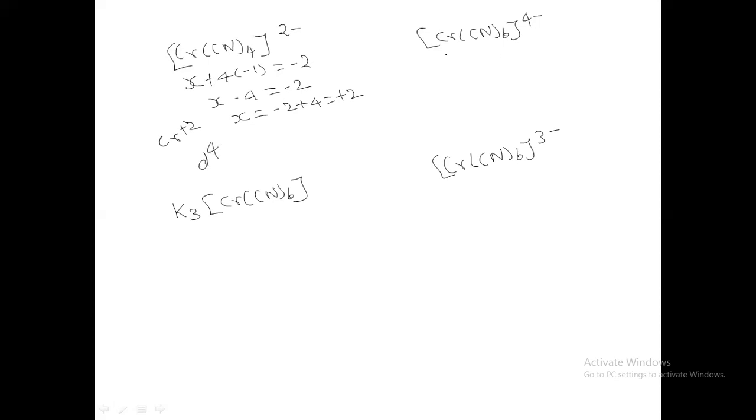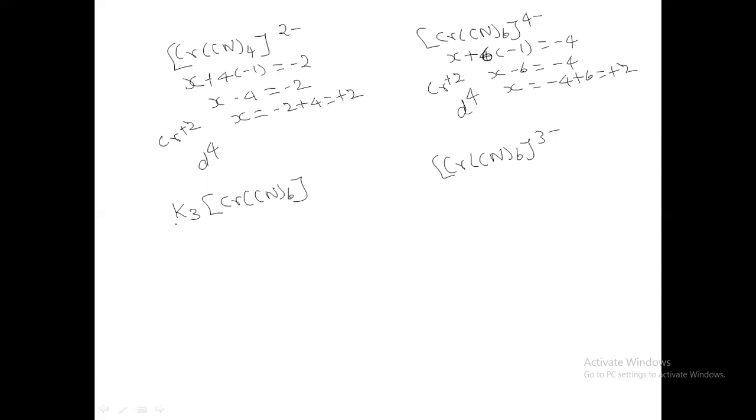Chromium, Cr(CN)6 4 minus. Chromium is X, and each cyanido has a minus 1 contribution. So 6 into minus 1 equals minus 4. X minus 6 is equal to minus 4. X is equal to minus 4 plus 6, which is plus 2. Chromium is in the 2 plus oxidation state. Chromium is in the 6th family; remove 2 electrons and you will have the d4 configuration.